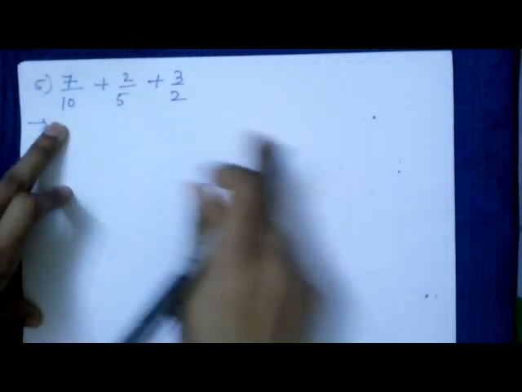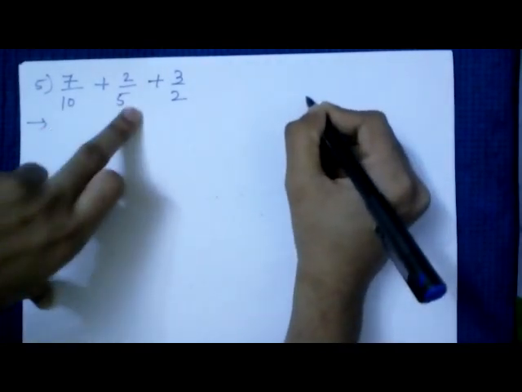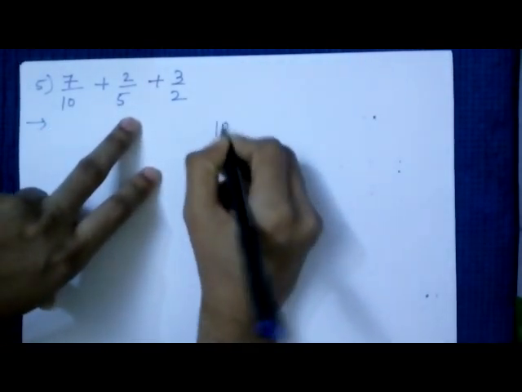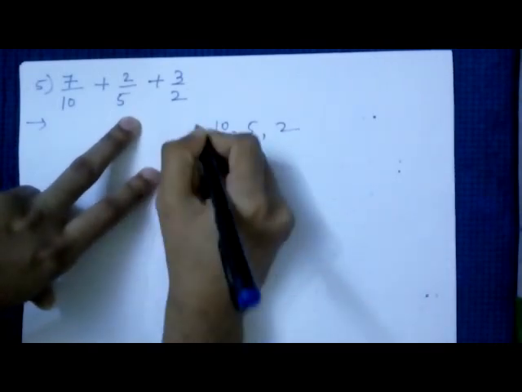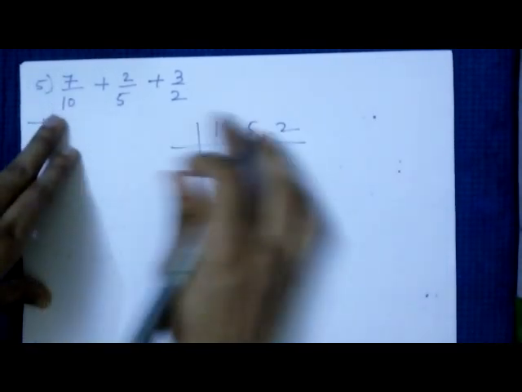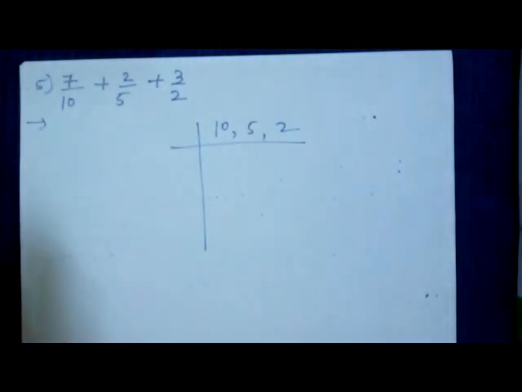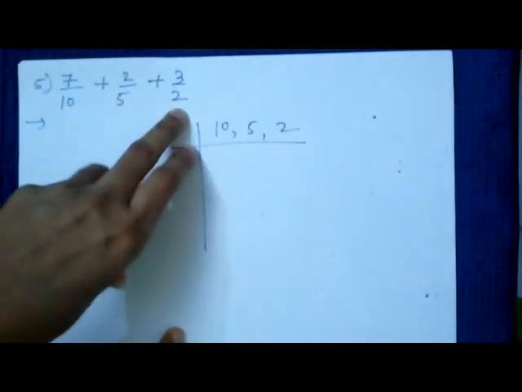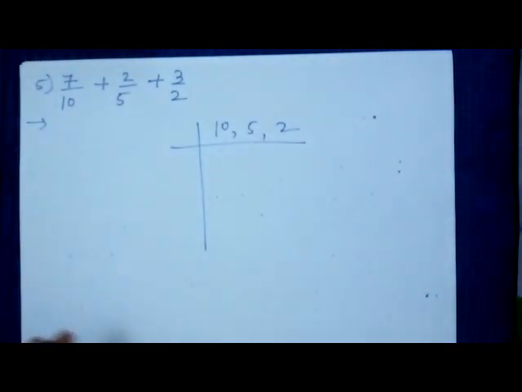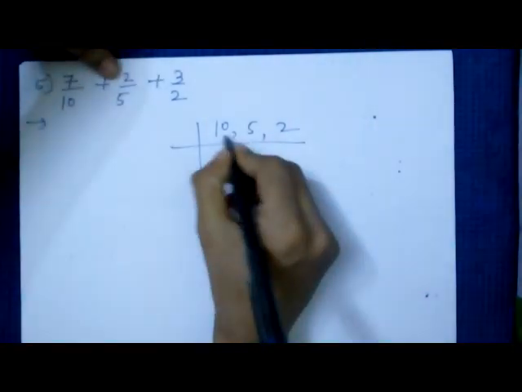So we need to take out the LCM of these three denominators. So write down 10, 5 and 2. These three denominators, all three we will make the same and then we will add up all the three. So we have to write the three denominators together and take out the LCM. So 10, 5 and 2.